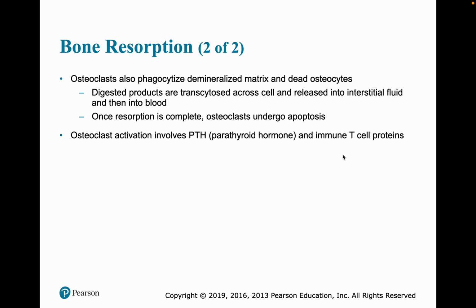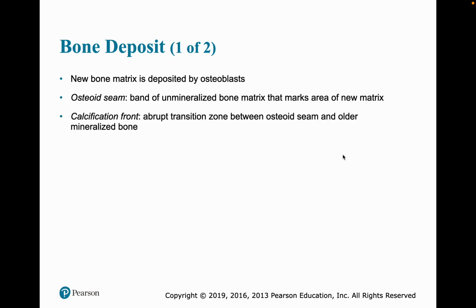Osteoclasts also phagocytize, or eat, demineralized matrix and dead osteocytes. The digested products are then transcytosed, moved across the cell, and released into the interstitial fluid and into the blood. Once the reabsorption is complete, osteoclasts undergo apoptosis and commit suicide, if you don't know what apoptosis means. Osteoclast activation involves the hormone parathyroid hormone, as well as T cell proteins from our immune system.